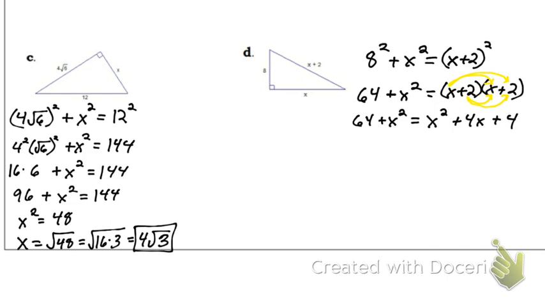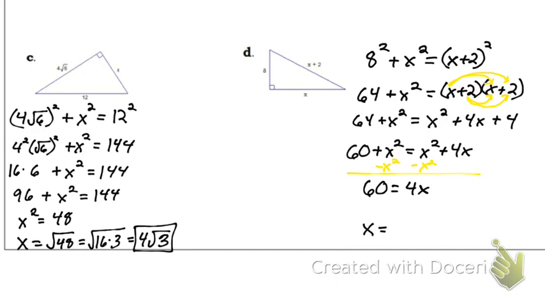Let's move that 4 to the other side. So let's subtract 4 from both sides. And so I'd have 60 plus x squared equals x squared plus 4x. Subtract x squared from both sides. I'm going to have 60 equals 4x. Well, we're going to divide both sides by 4, and we are going to have x equals 15.